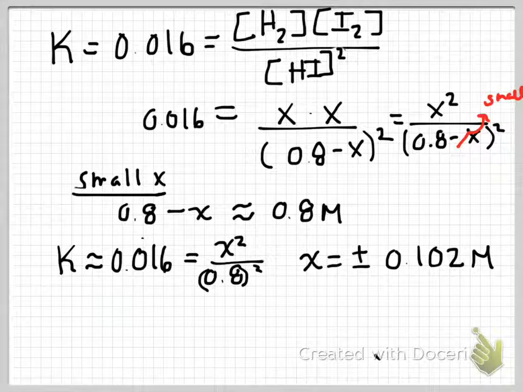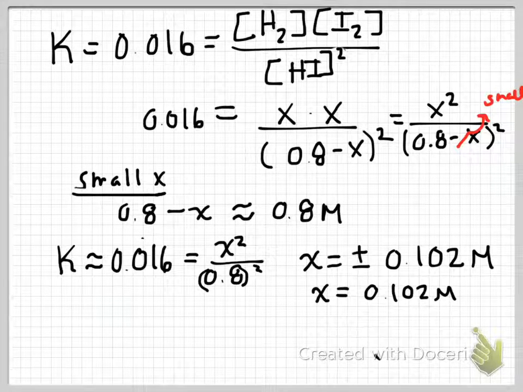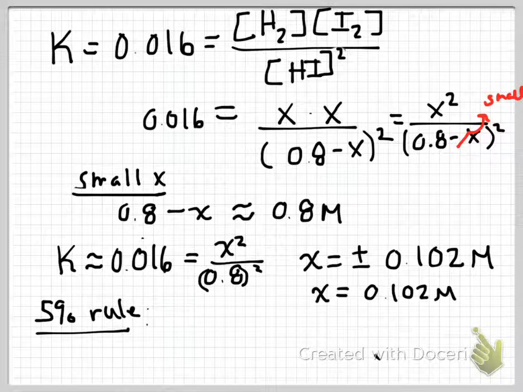To validate our expression, it is obvious that the negative x is clearly not possible, because I would have negative concentration. So x has to equal 0.102 molar. We have the 5% rule, which says basically if x is less than 5% of the initial concentration, then this is a valid assumption.